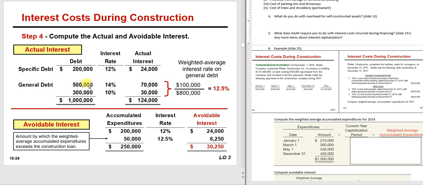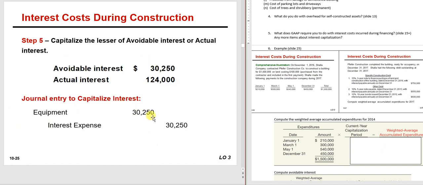So we'd use a weighted average. The interest on the $500,000 debt was 14%, so that's $70,000, and $300,000 is $30,000 of interest. So we had paid $124,000 of interest on $1 million of debt. We averaged that out, and we paid $100,000 of interest on $800,000 of debt. This is just the general debt, because this one is specific to the item itself. So the average interest rate of these 2 is 12.5. Don't just say it's 12%, because we had more of the 14% debt than the 10% debt. So the average is 12.5.